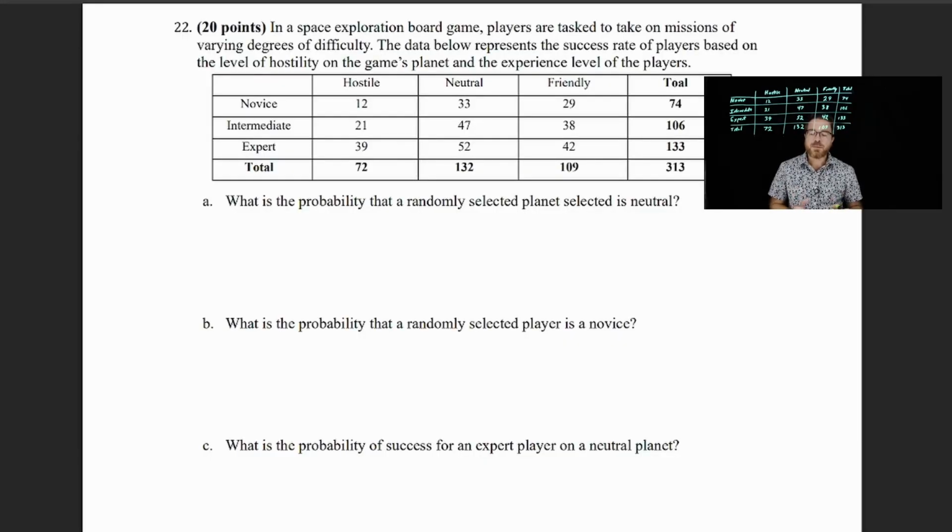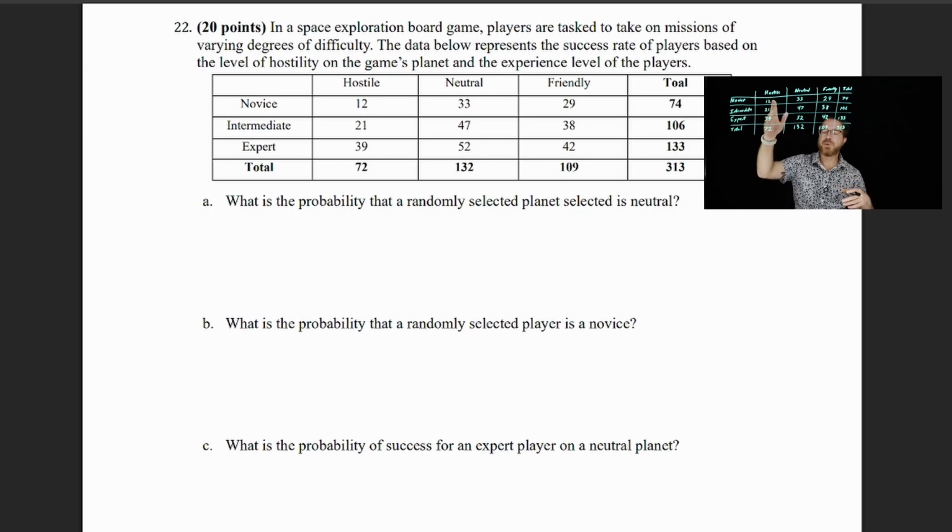For our next problem, it says, in a space exploration board game, players are tasked to take on missions of varying degrees of difficulty. The data below represents the success rate of players based on the level of hostility on a game's planet and the experience level of the players. So looking at our table, we have planets that are hostile, neutral, friendly. We have ability of the players, novice, intermediate, and expert. And then anywhere the cells intersect, that would be how many players that are novices were able to succeed.